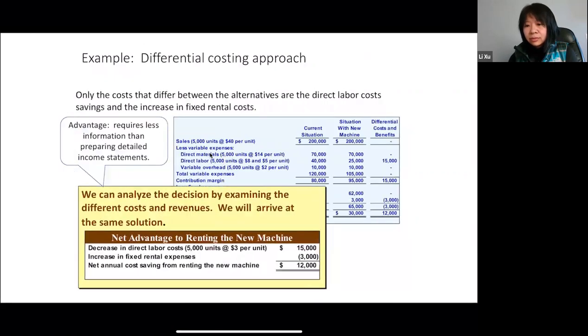Okay. Another way you can do it is to just look at the difference in cost and the difference in revenue. If you have a new machine, you can take a look at it here. Basically, it's going to decrease your direct labor cost, and that's how much you can save. And increase your fixed cost, that's how much you have to pay. And as long as this differential cost is larger than zero, the cost saving is larger than zero, the answer is yes, you should do it. Okay.